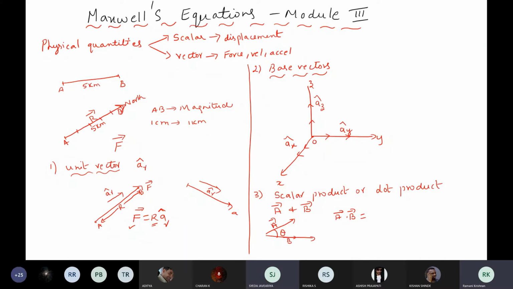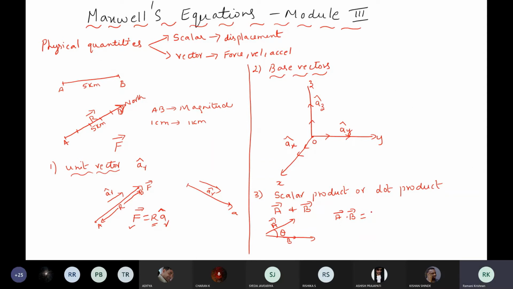Sayeda? Yes, ma'am. Sayeda, tell me dot product of these two vectors. What is A dot B? Ma'am, you're doing dot product of scalar product. This is 9th standard portions. That's why I'm not answering, ma'am.